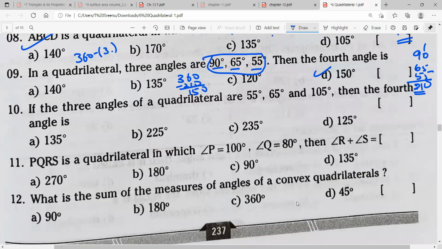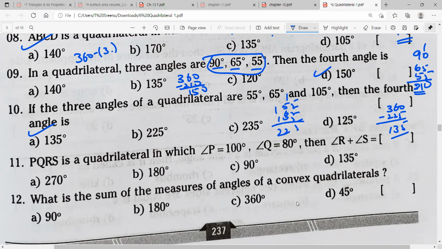With the 3 angles of a quadrilateral, same procedure. 55, 65, 105. 225. 360 minus 225, how much will you get? 135. 135 is the answer.